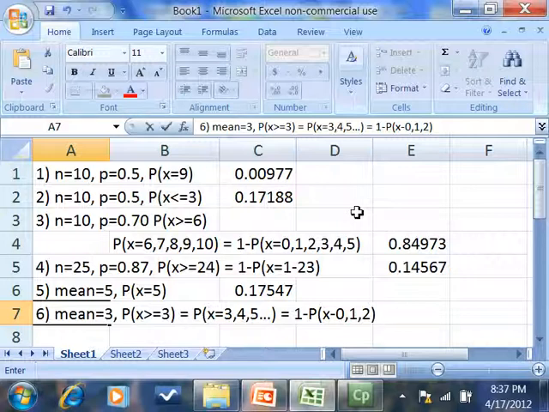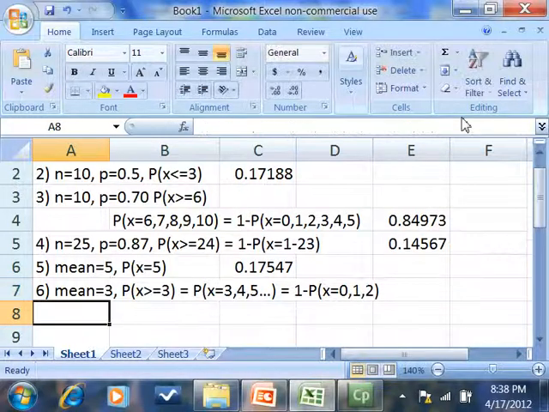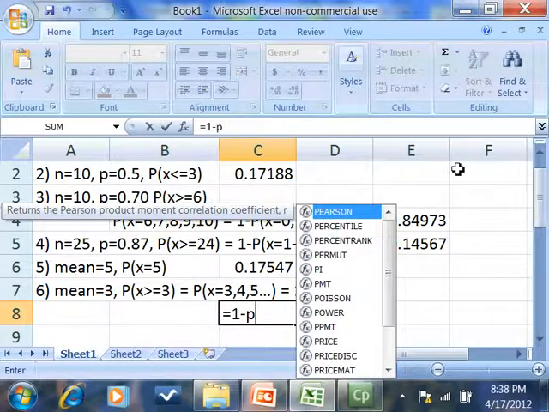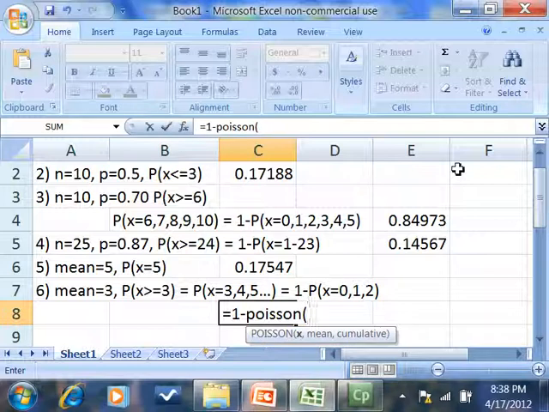Because again, to put it into Excel, it has to go from 0 up to a number. We can't do 3 up to a number. So putting this in, we're going to have equals 1 minus Poisson, and then the ending number, we're going from 0 up to 2, then our mean, which is 3, and cumulative would be 1.